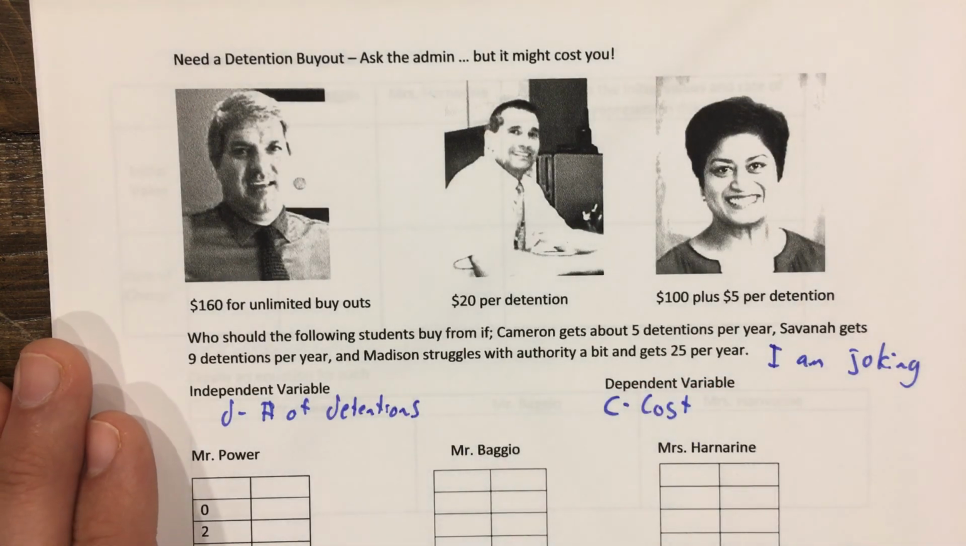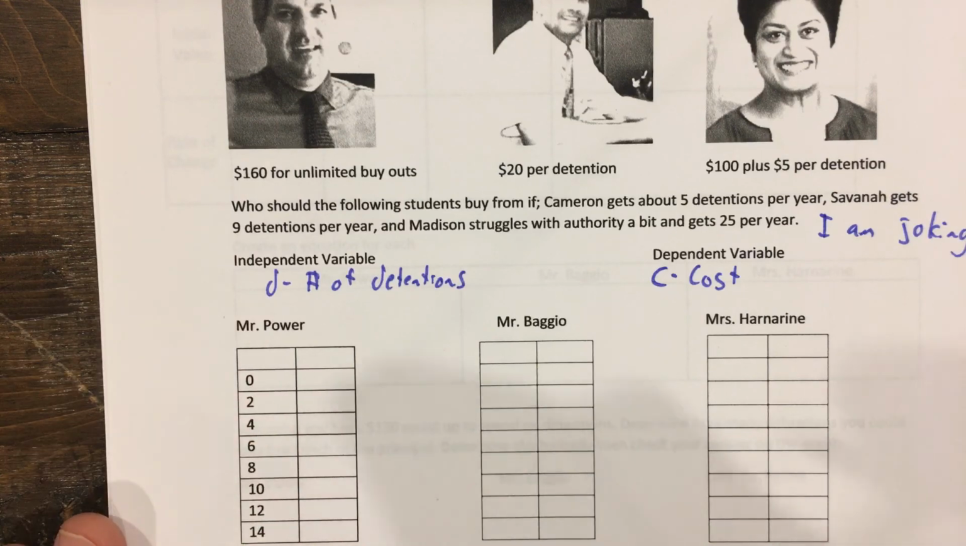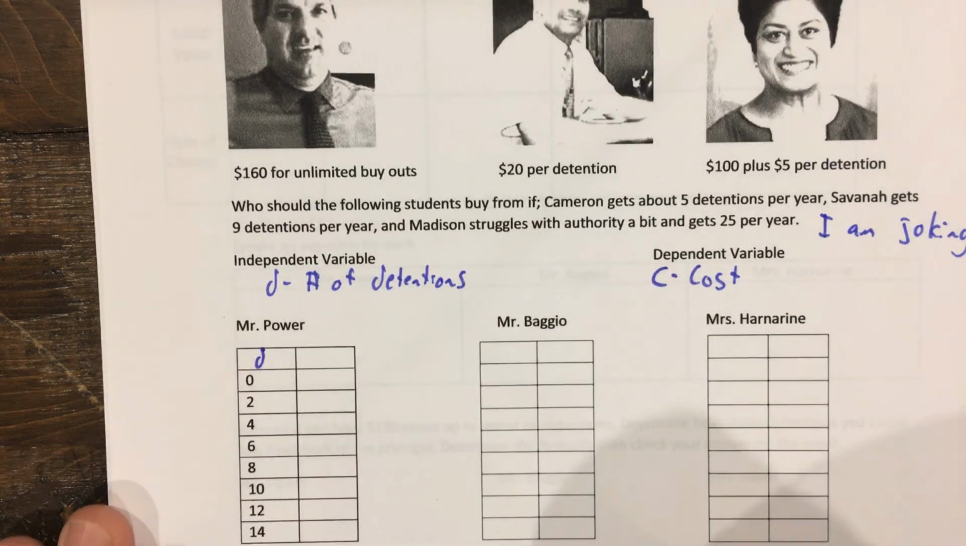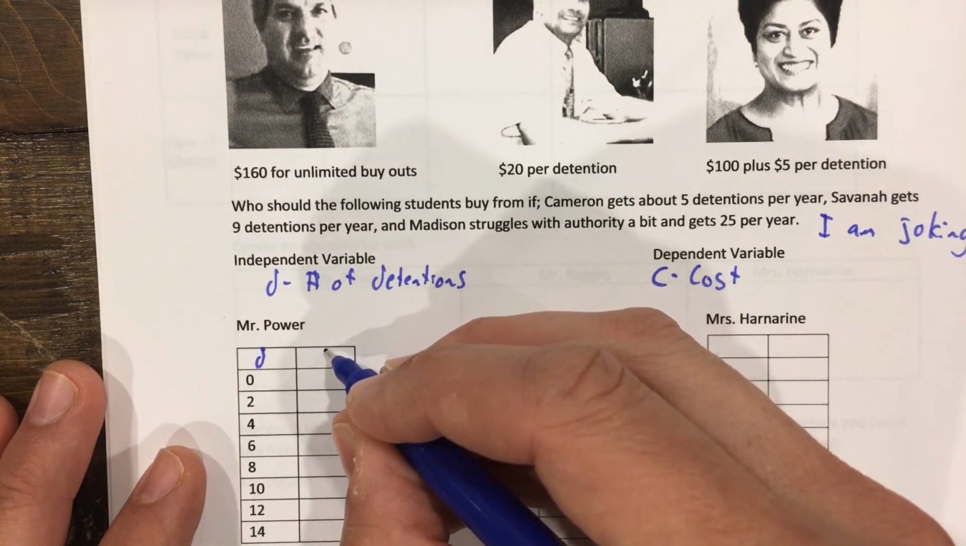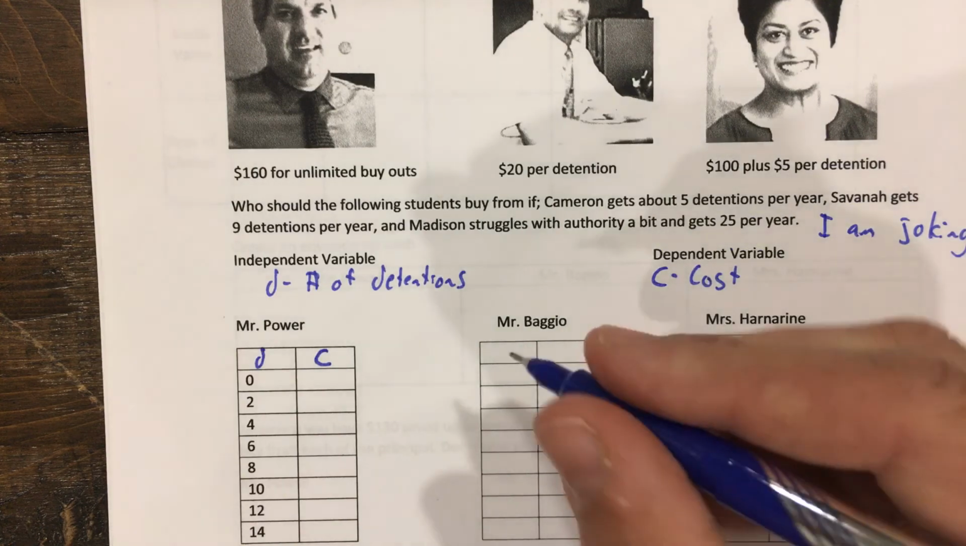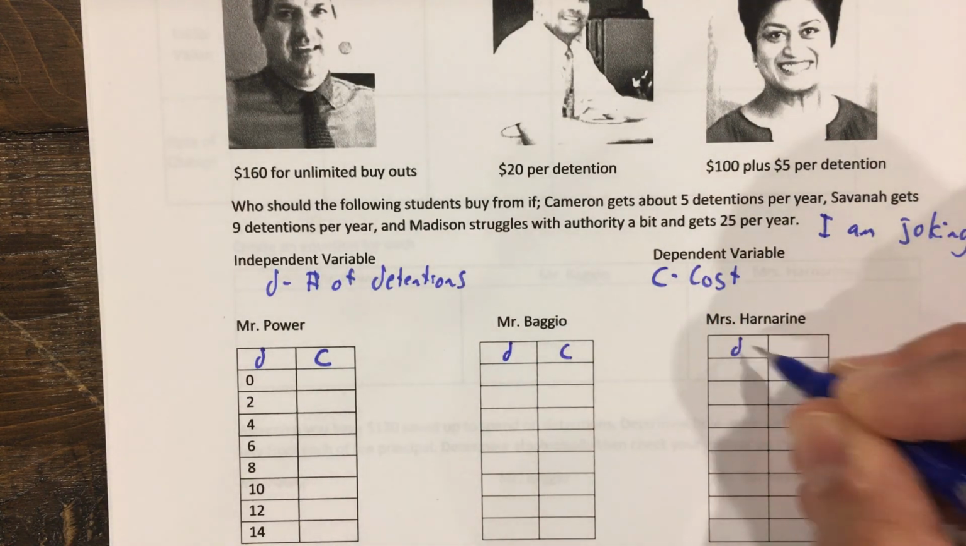Okay, so as we do a table of values, we always have our independent on the left side. That would be our D, number of detentions, and our cost on the right side, or our dependent. So our independent and then dependent, okay? So we have detentions and cost, detentions and cost.